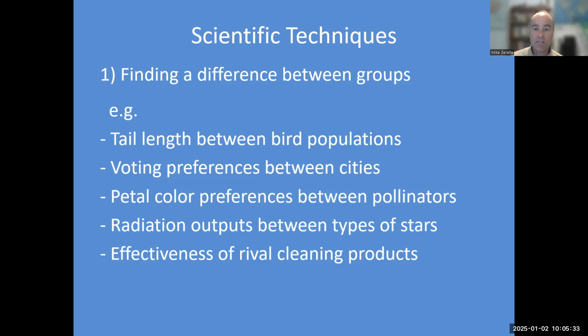Petal color preferences between pollinators: maybe butterflies like flowers of a certain color and bees like flowers of a slightly different color. We might try to investigate that. Different stars that are out there, see what kind of radiation, what kind of light is coming from those stars. Something much more mundane, does this laundry detergent do just as good a job as this other laundry detergent? Maybe for different kinds of stains or something, we might be trying to figure out if there's a difference between these 2. Okay.